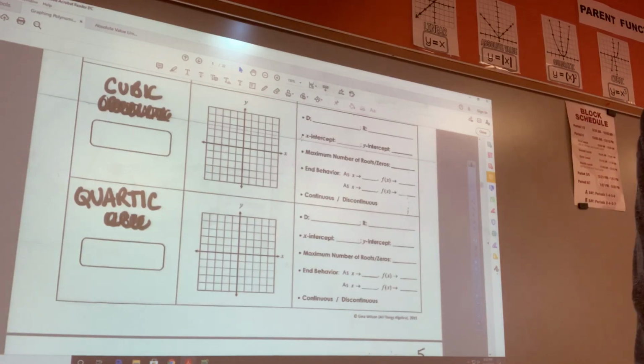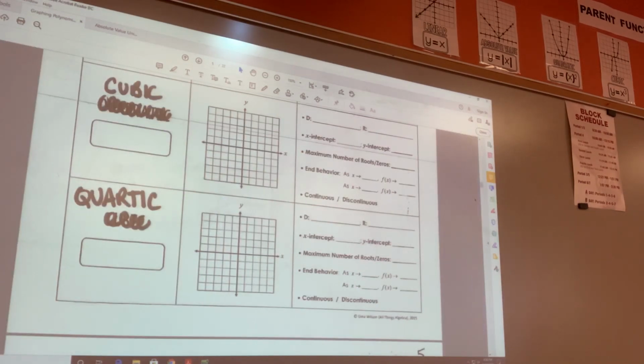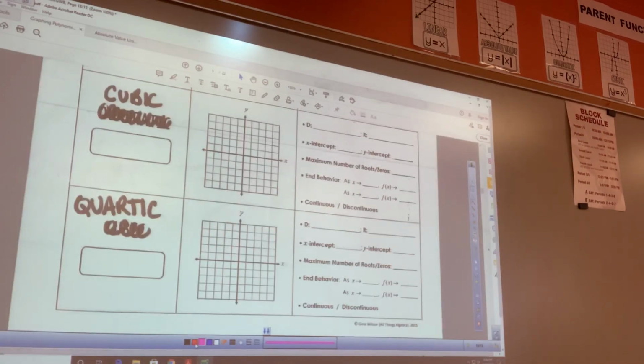Okay, let's see if we can get this last lesson for the first unit done. This is page 4, where we have the cubic and the quartic parent function. So it's going to show you how to fill out this part. Obviously, the equation for cubic is y equals x cubed.